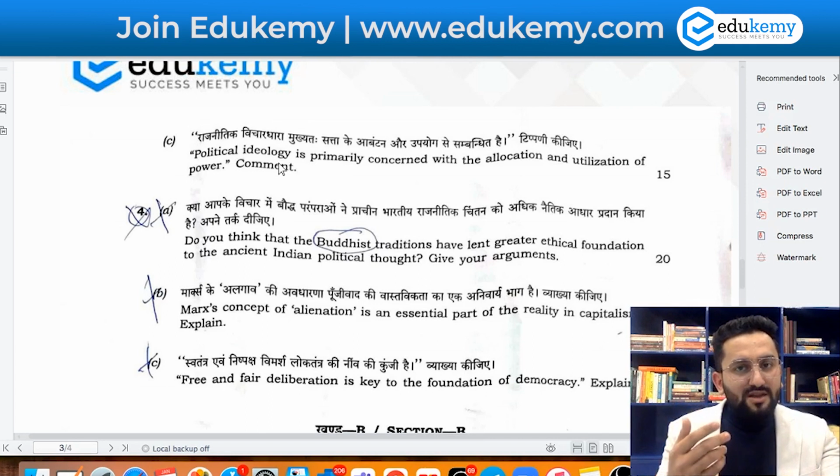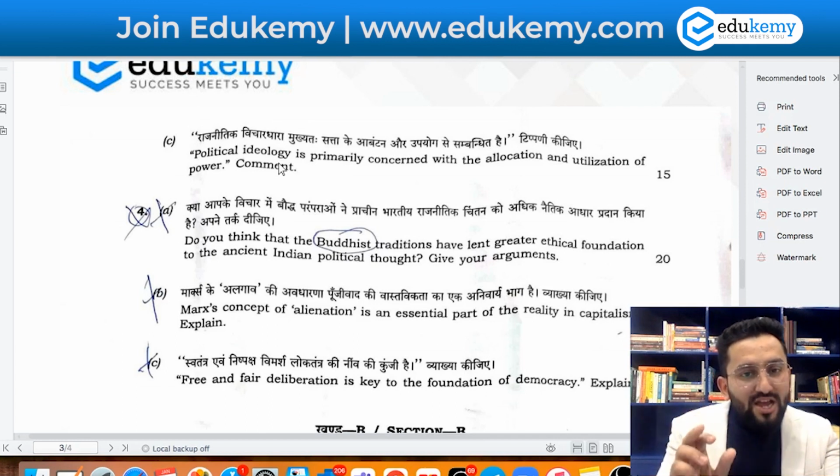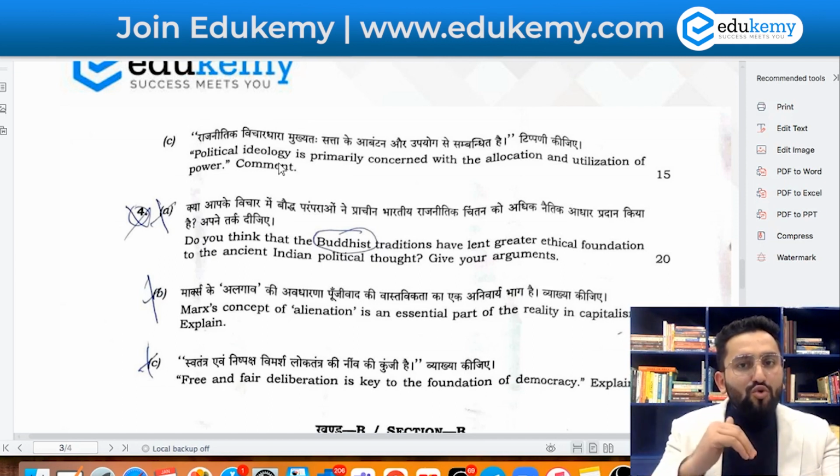So some of you would say, sir, it was based on rationality, humanism, man being the center of the world. Earlier, God was the center of earth, the center of life. But you need to talk about the allocation and utilization of power. Please understand, these are also the keywords. It is not just about which factors we can divide political ideologies on. Who are the major benefactors of liberalism? Talk about it, and also talk about how. Your argument should be based on that.